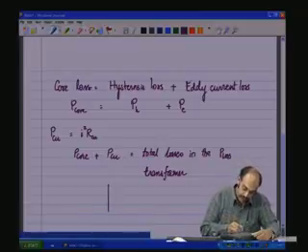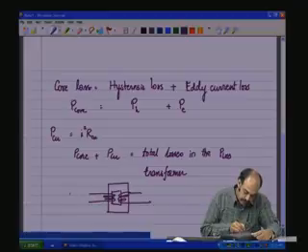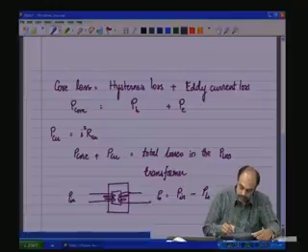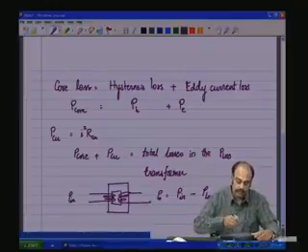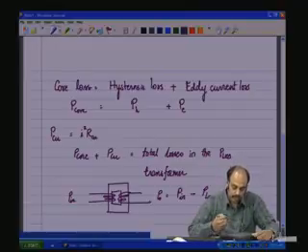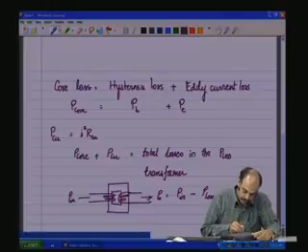So, if we have a transformer with a primary and a secondary, and if there is a P input, P naught will be equal to P input minus P loss, which is the core losses and the copper loss put together, what comes out here.